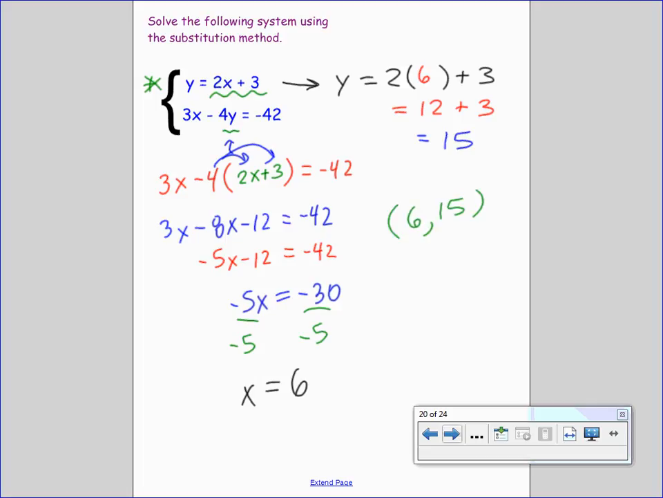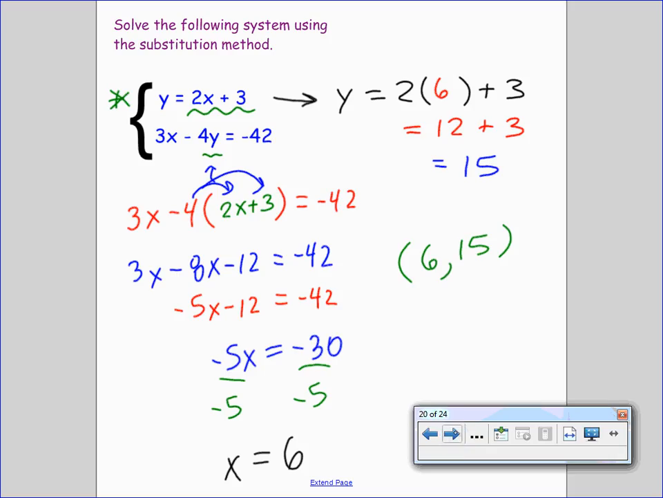But I'm not going to box that, right? What should I do before I box that point? Ryan? Check. Yeah, I can check that by plugging it into each of the originals. Let's do that now together.